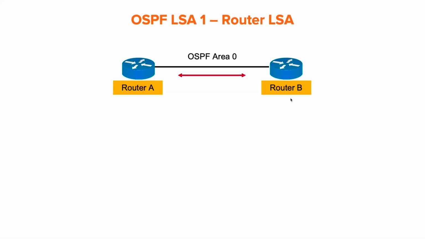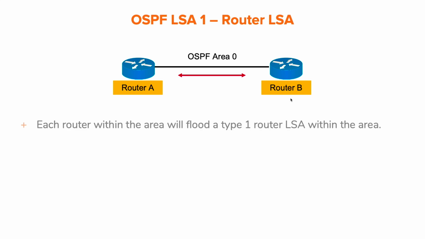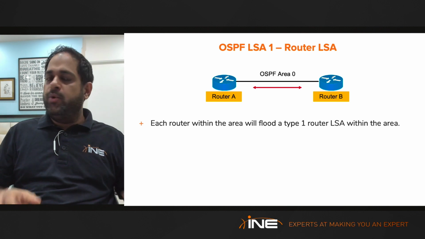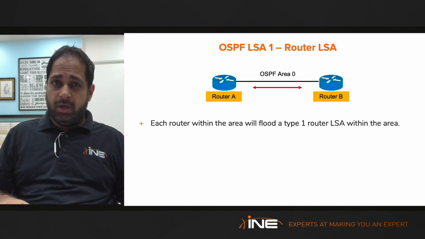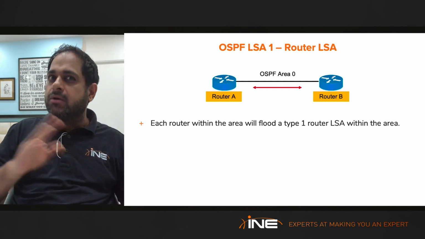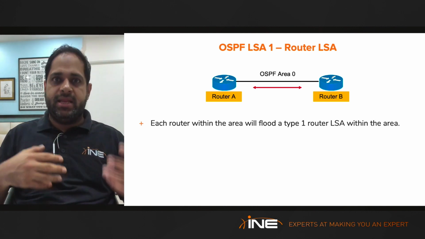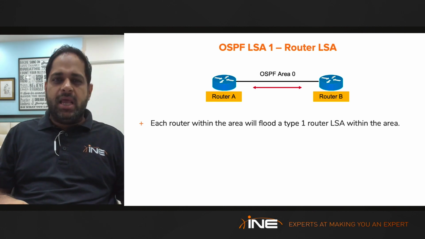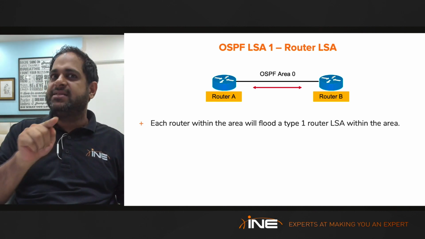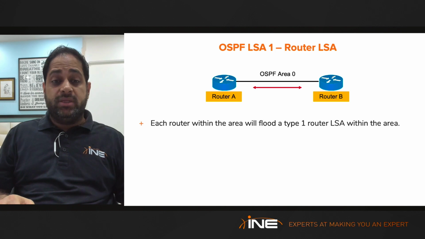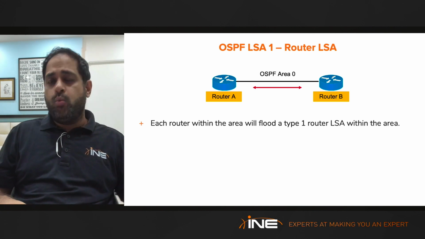So what exactly is LSA1, which is the router LSA? Router LSA contains a lot of information. Every router which is running OSPF would be generating LSA1. LSA1 is only flooded within the area. It's something that cannot go outside the area. So if you were deploying multi-area OSPF, you would see LSA1, but this LSA1 does not cross the border. It's only within the area. So each router within the area will flood type 1 LSA within that area.